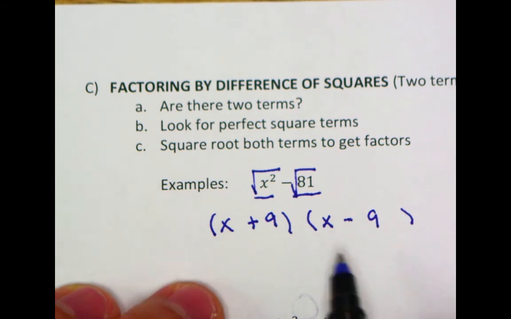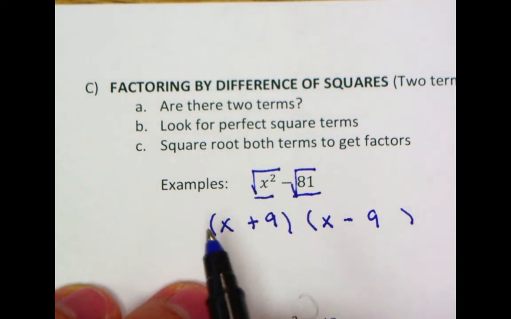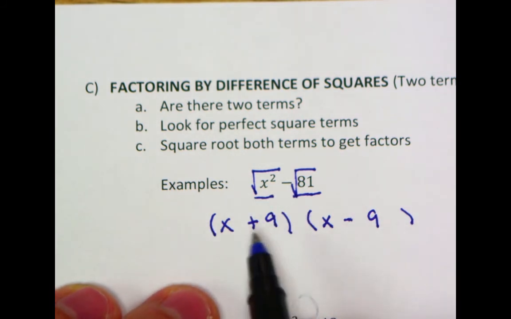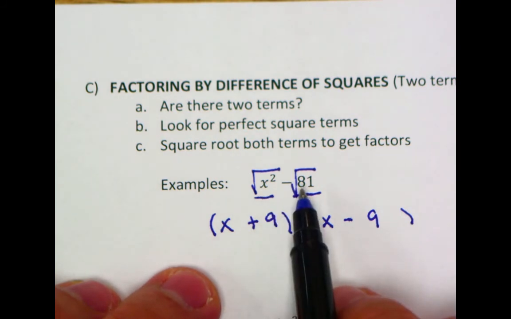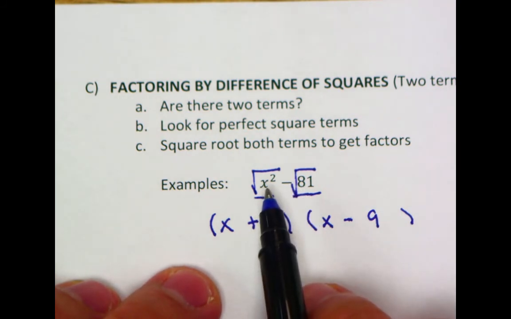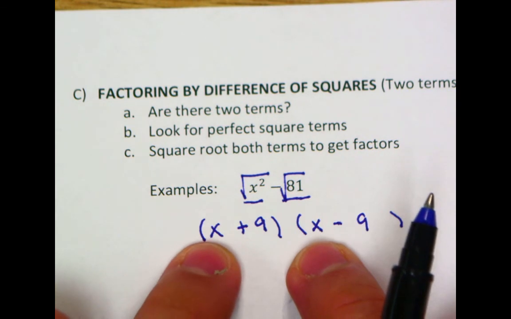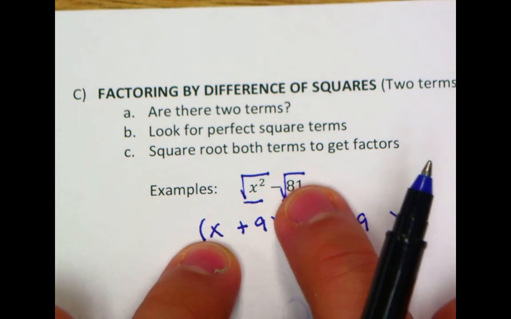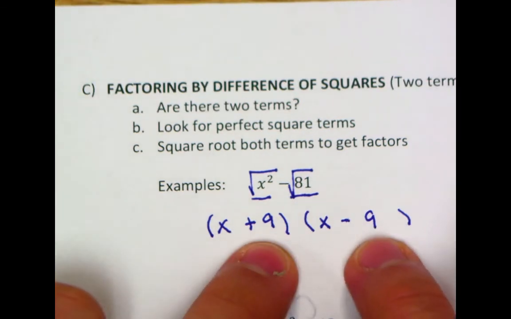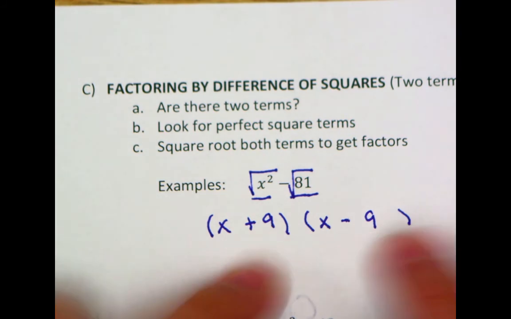So let's recap. Go right to your parentheses, square root both terms. The square root of the first term will go in the first spot of each parenthesis. The square root of the second term will go in the second spot of the parentheses. Let's try one more.